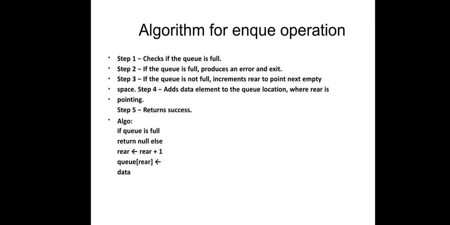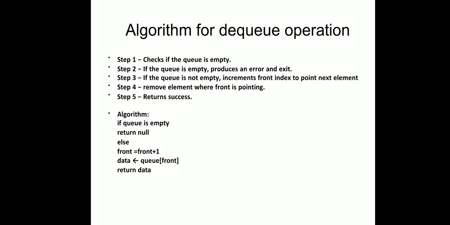So this is the algorithm in the C program for the enqueue operation. First we have to check whether the queue is full. If the queue is full, then display the error message that the element cannot be inserted. If the queue is not full, then increment the rear pointer by 1 and at the rear location place the item that you want to enqueue, right?